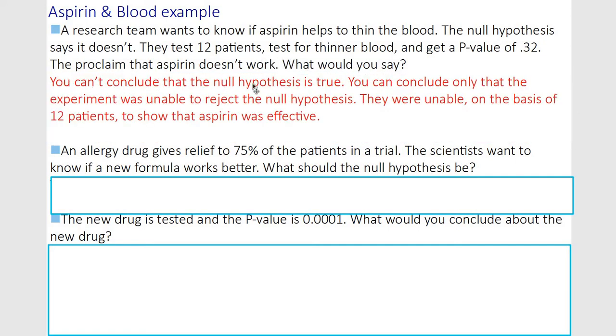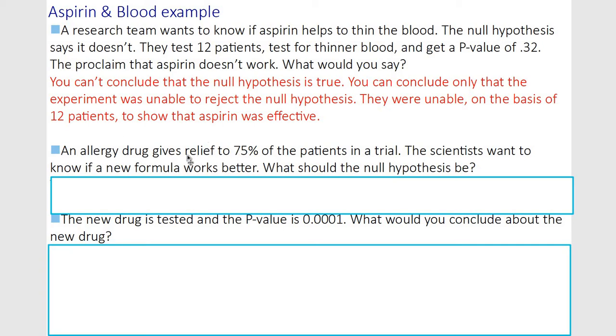Nope, you cannot conclude that. You can't say it causes it, or you're not proving it. You can only conclude that the experiment was unable to reject the null hypothesis. On the basis of 12 patients, we were unable to show the aspirin was effective. You don't say the other way, right? Don't say with certainty. Okay?